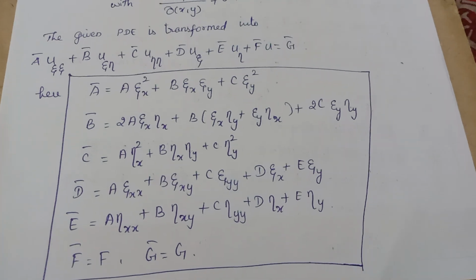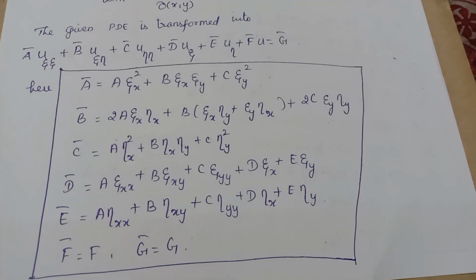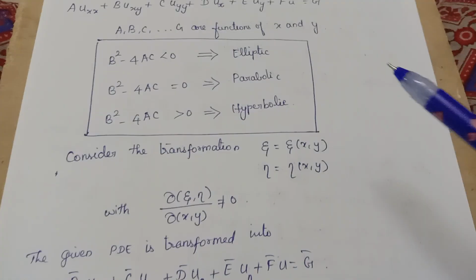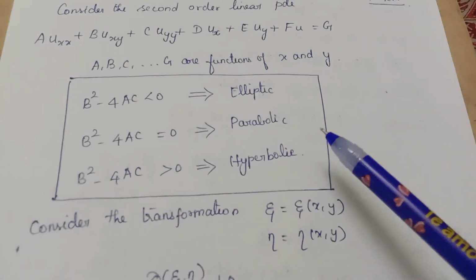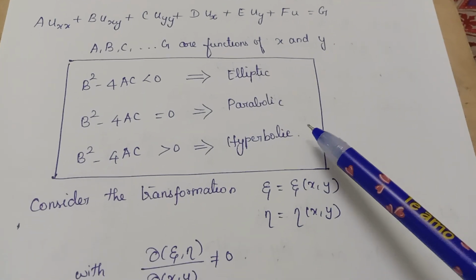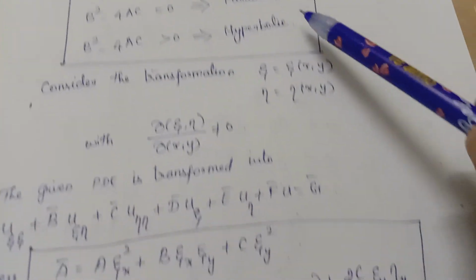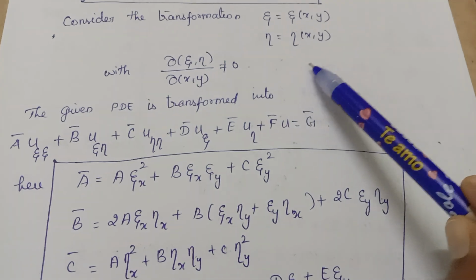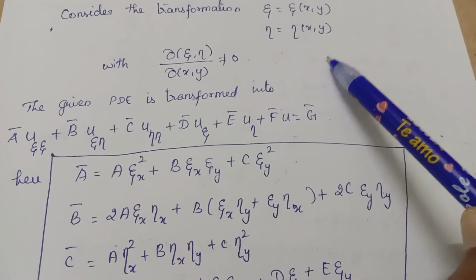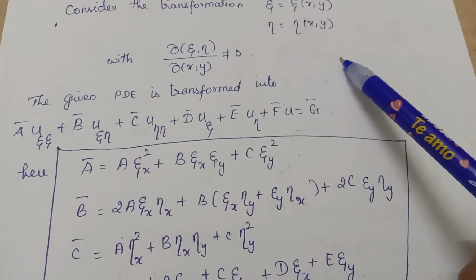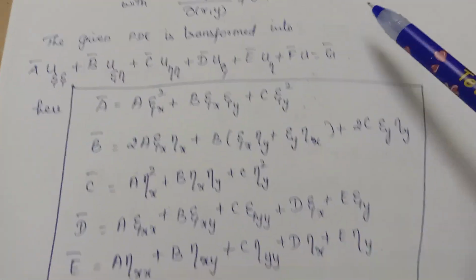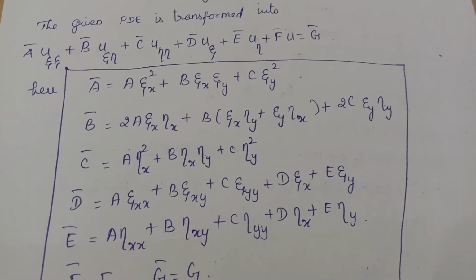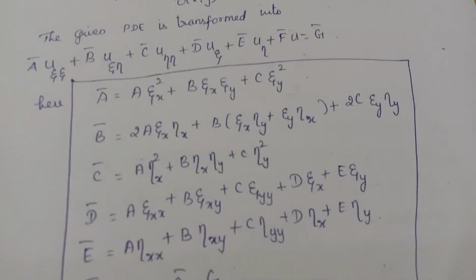So after writing this, we will get the canonical form. The first step is you have to check whether the equation is elliptic, parabolic or hyperbolic. That is the classification. After that, you have to do the transformation. After this transformation, you will have the characteristic equation, which I will write while doing the problem. And after the characteristic equation, you have to write the canonical form. This is the order we are going to see in this video.